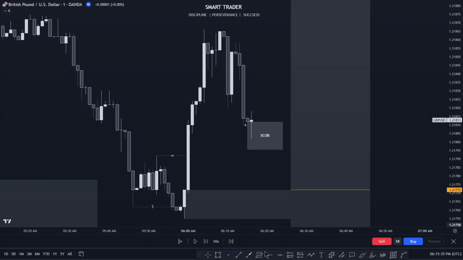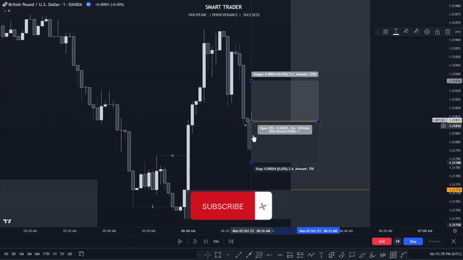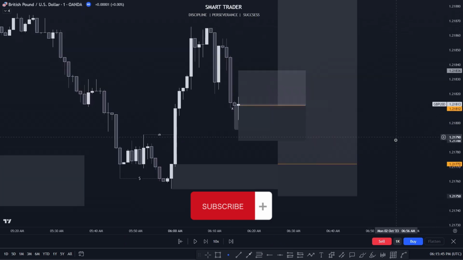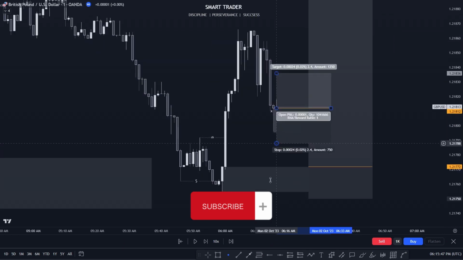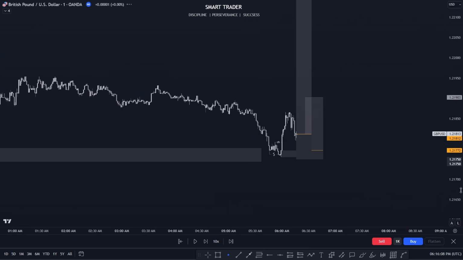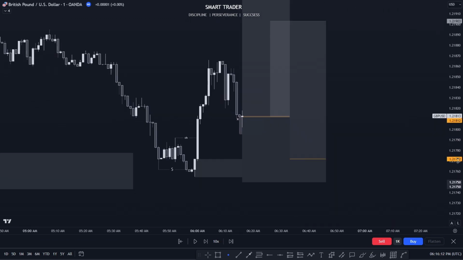The market has come back to mitigate this shadow right here, so we can directly enter over here, but don't put your stop loss according to the M1 structure. Always put your stop loss outside, according to your M15 structure. For now, let's just see what happened after this.